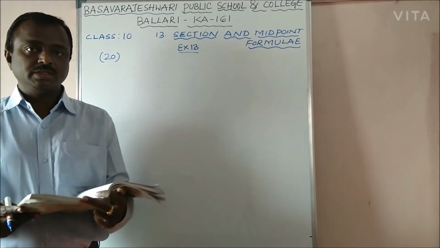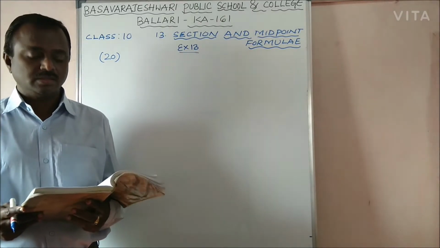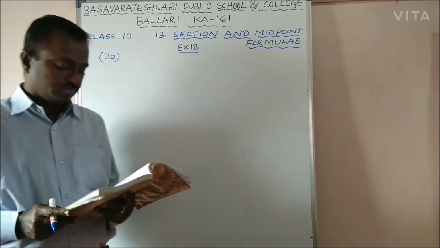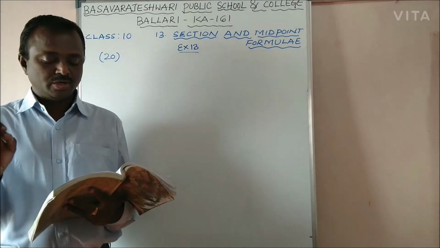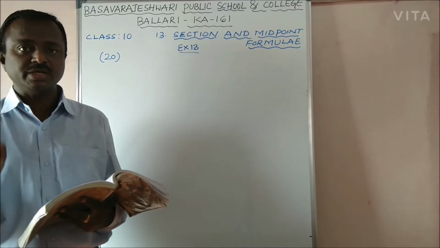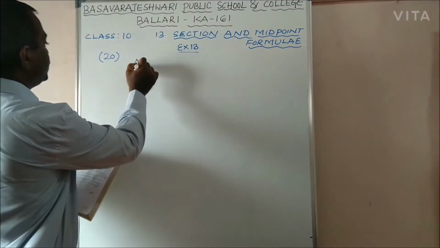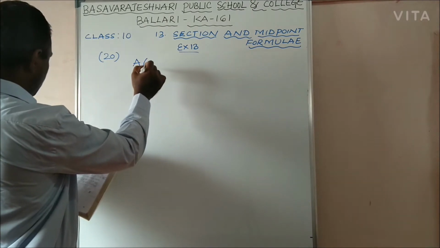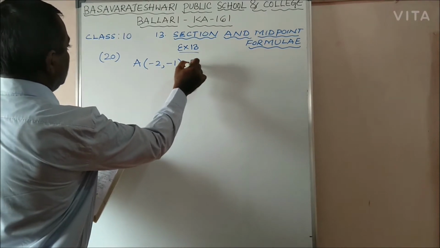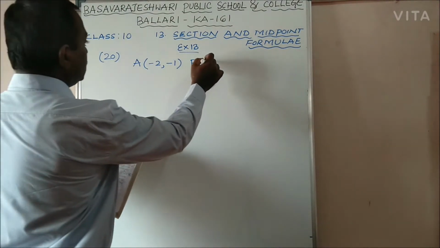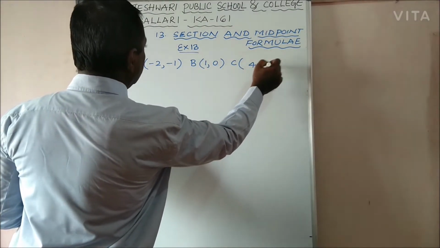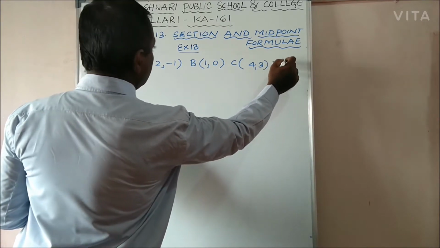Dear students, in this session, we will start with question number 20. Prove that the points A, B, C, D are the vertices of parallelogram ABCD. They are given the four vertices of a parallelogram. What are the vertices? A(-2, -1), B(1, 0), C(4, 3), D(1, 2).